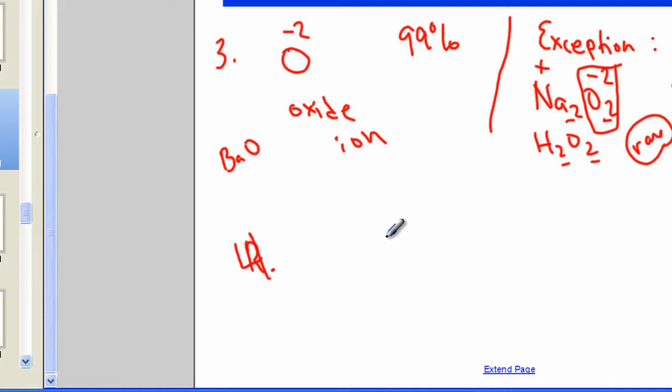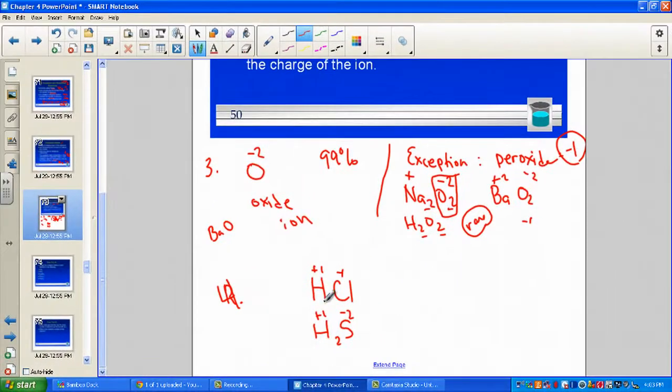It says if hydrogen is written in the first position, bonded to a non-metal, HCl, I'll do H2S, just based on charge, +1, -1, +1, -2. If I have hydrogen written in the first position, bonded to a nonmetal that carries a negative charge, hydrogen is a +1. This is called the hydrogen ion.